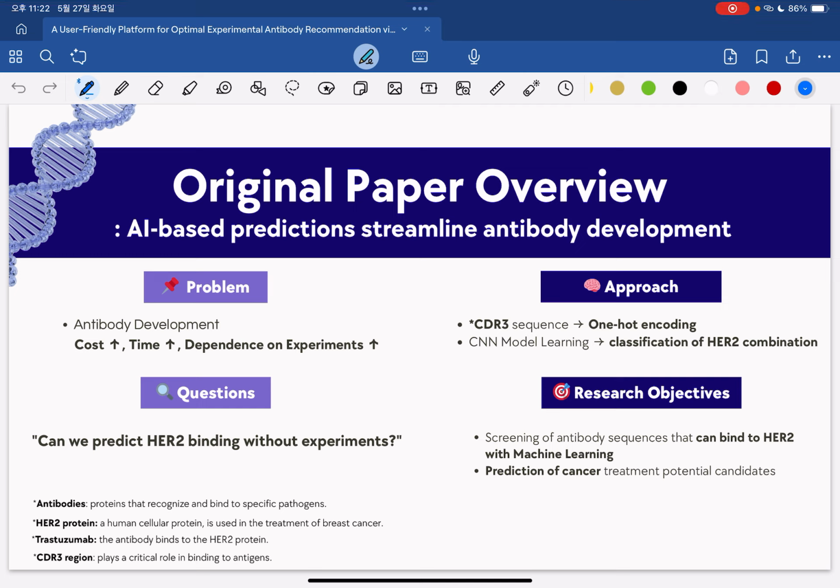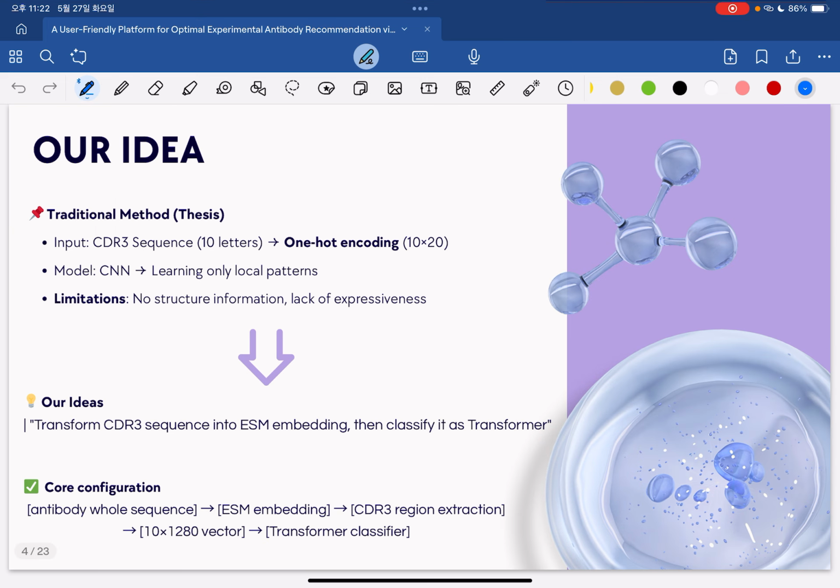In the study, the 10-residue CDR3 sequence of each antibody was one-hot encoded to classify whether it binds to HER2 protein. The study is meaningful in that it supplemented traditional antibody development methods with AI and large-scale data. In the previous study, one-hot encoding was used to represent each amino acid as a 20-dimensional vector. While this method is simple and fast, it does not capture the meaning or structural relationship within the sequence.